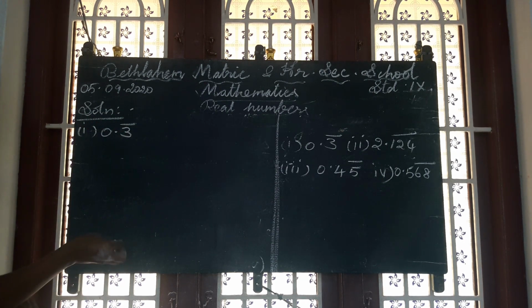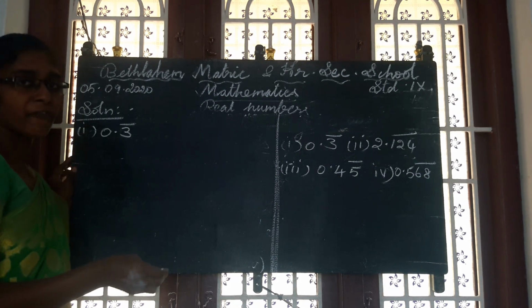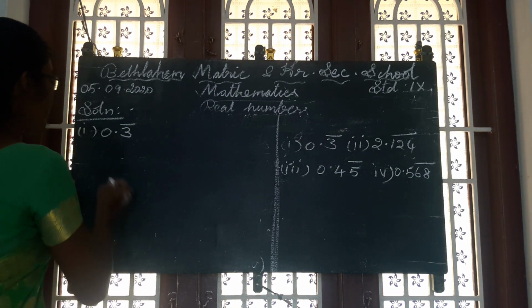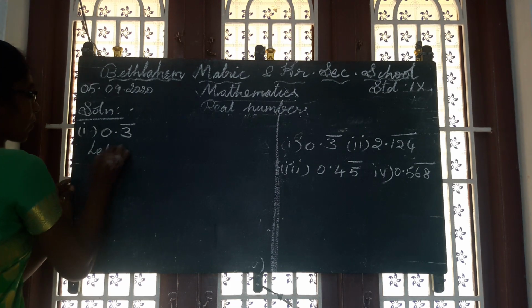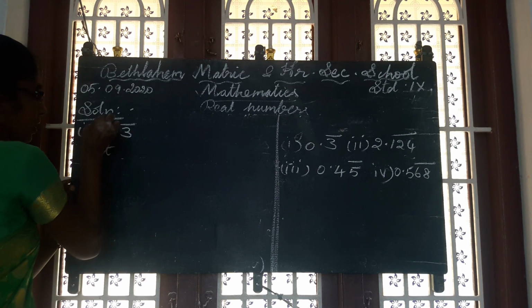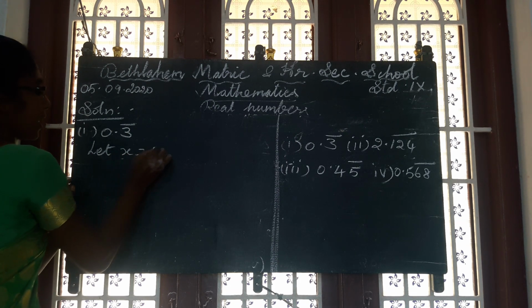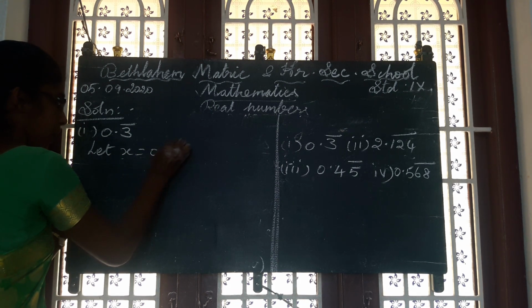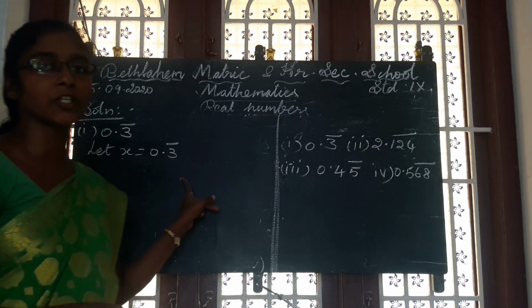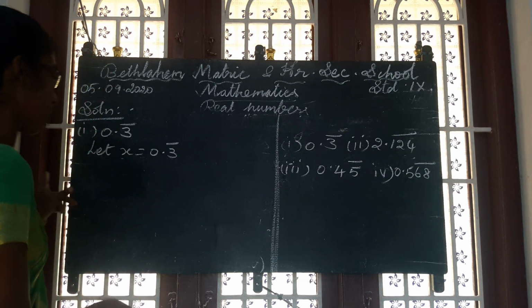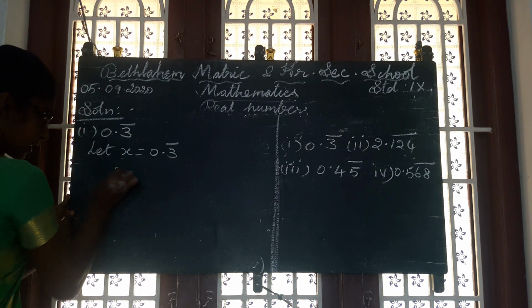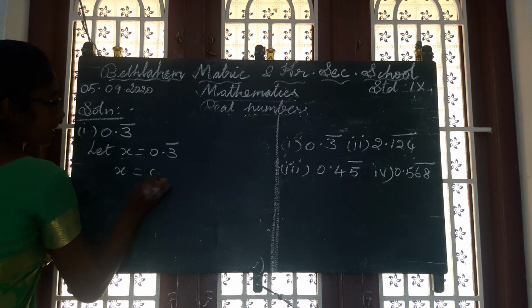0.3 bar. First you have to take it. Let x be equal to the given rational decimal number. Let x be equal to 0.3 bar. That is, x is equal to what can we write it?